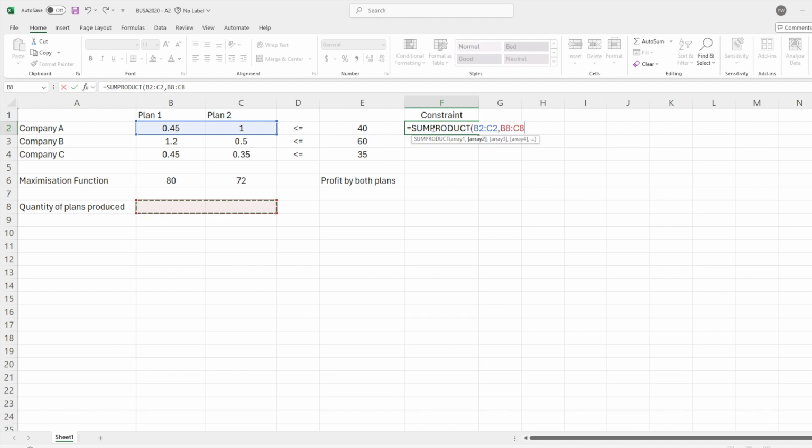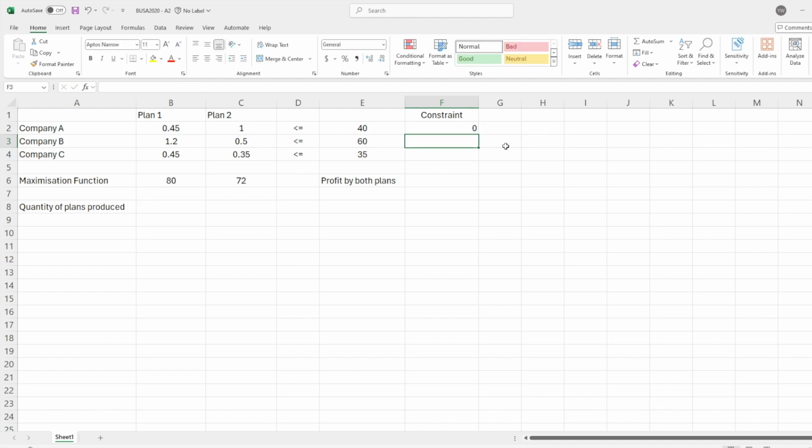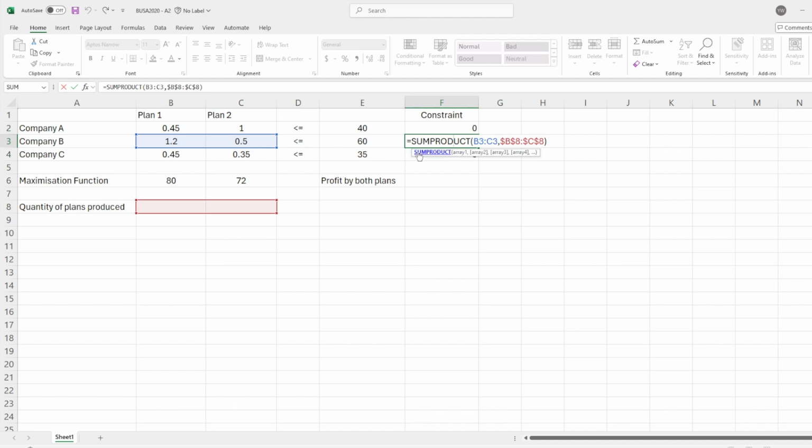Since we want to do this for all 3 companies, we would want to lock these cells in place so we can just drag the formula down. To do that, we just do this, and there we go. Now each formula multiplies its constraints by the quantity of plans produced here.